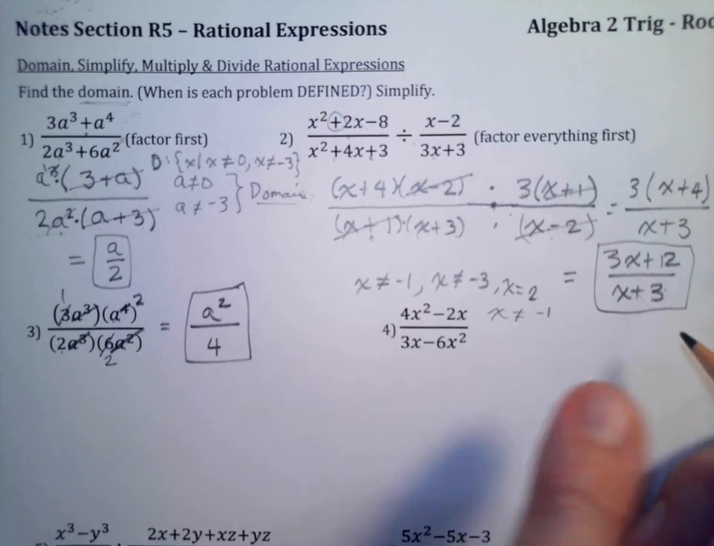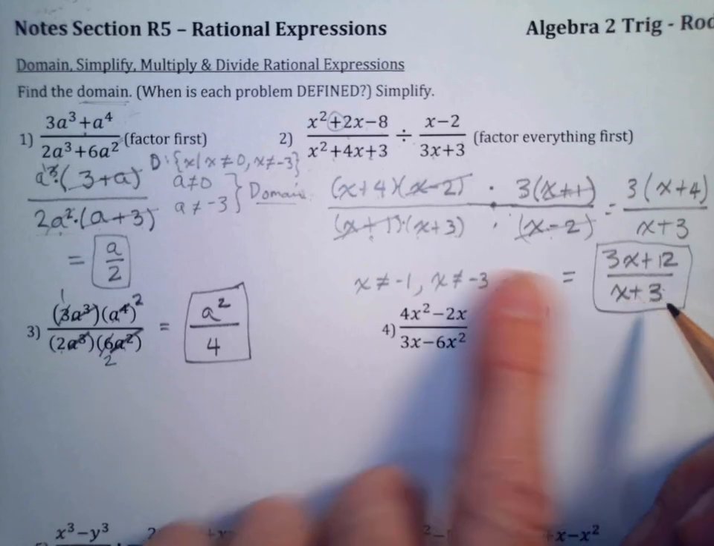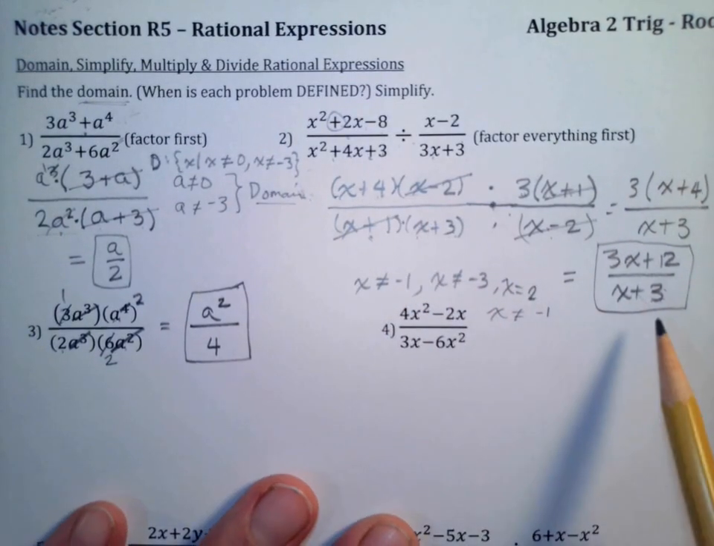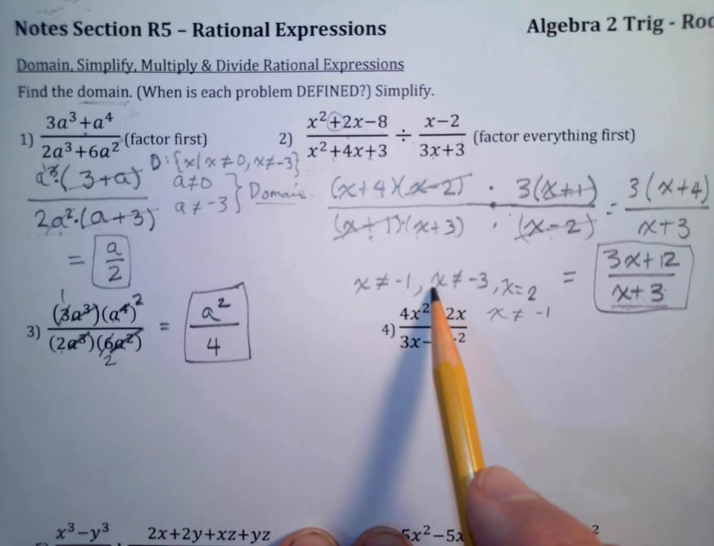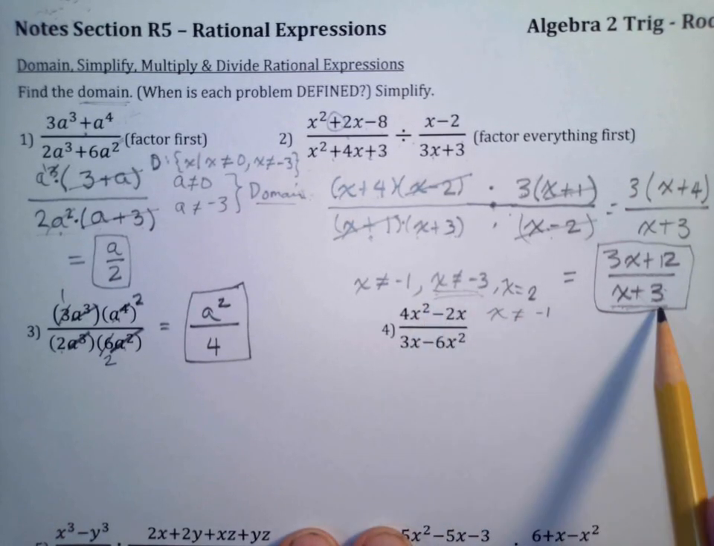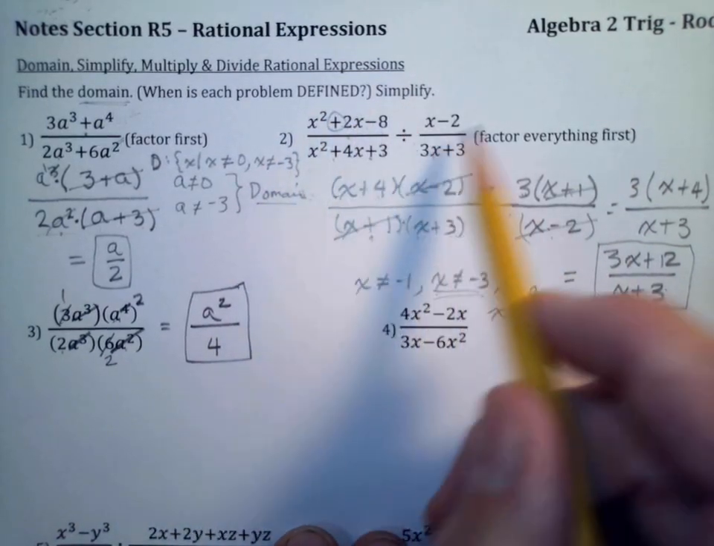All right, and then just check your answer, make sure negative 3 would be bad. That's it. So it's not just the answer that is the domain we're looking for. That would be x cannot equal negative 3. That would make our answer undefined.